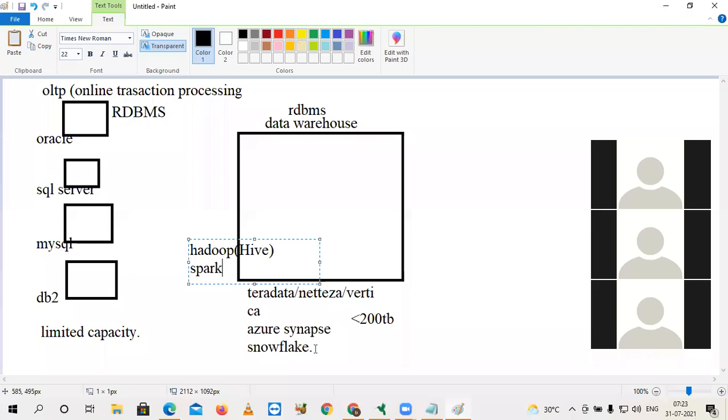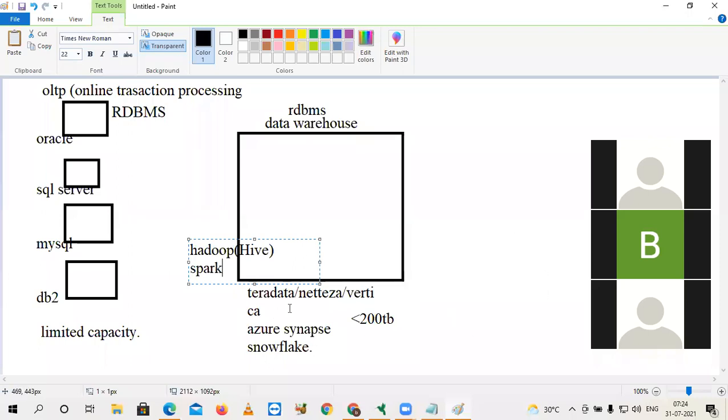Yes, please ask. One question, sir. Regarding this, if there is a data warehouse, it depends on the limits of the databases, like Teradata, Azure Synapse and Snowflake. In such a case, how many terabytes of data are they going to maintain?